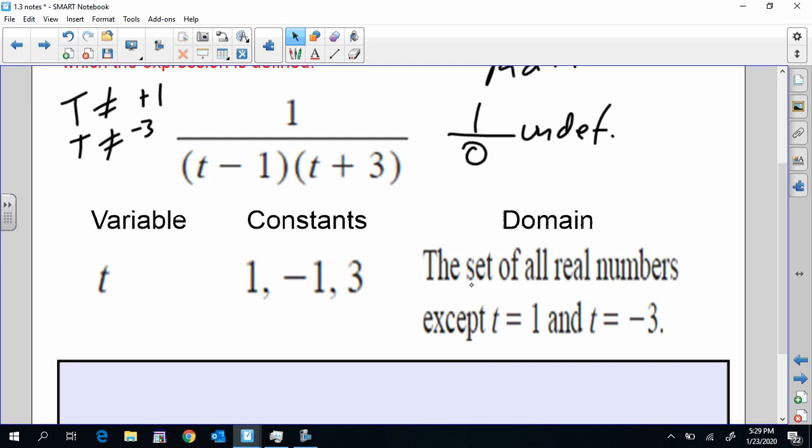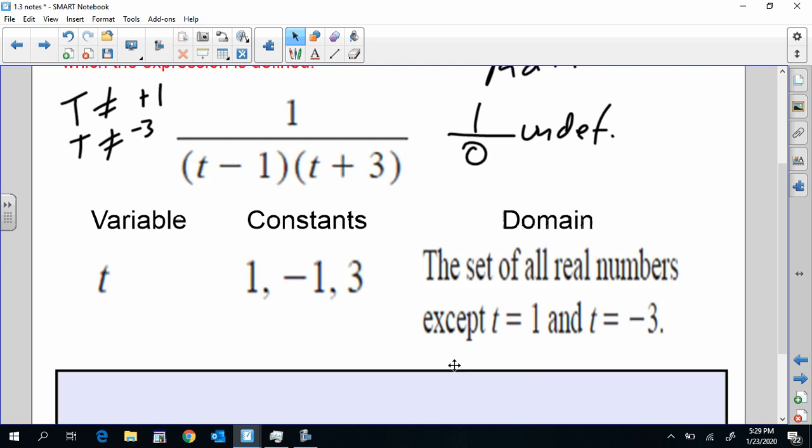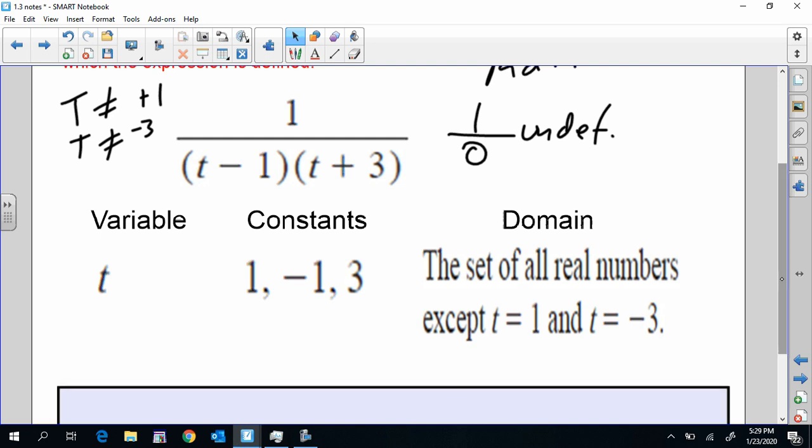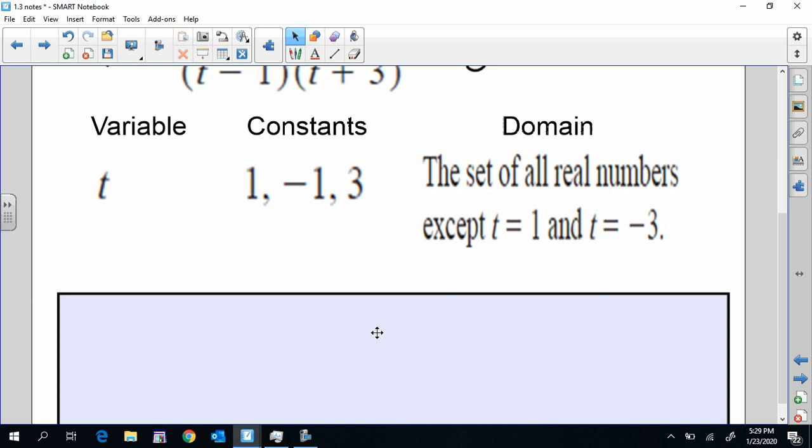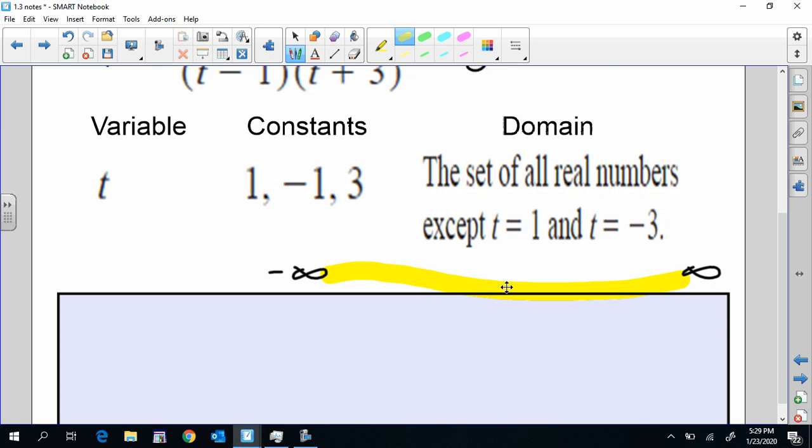What would we say? Well, we could say that sentence, but I think a better way to state it, based on what we've been practicing, is thinking about the number line. Where does the number line start? Well, it starts at -infinity. Where does the number line end? +infinity. What's in between? All the real numbers. So every real number between -infinity and infinity.